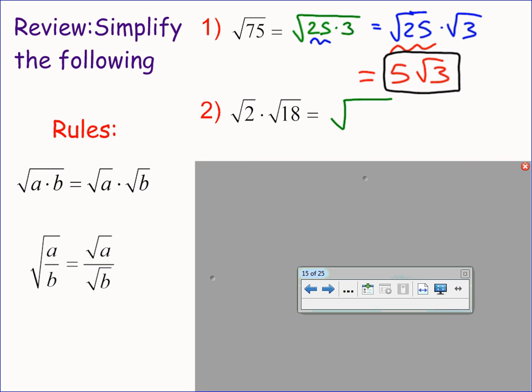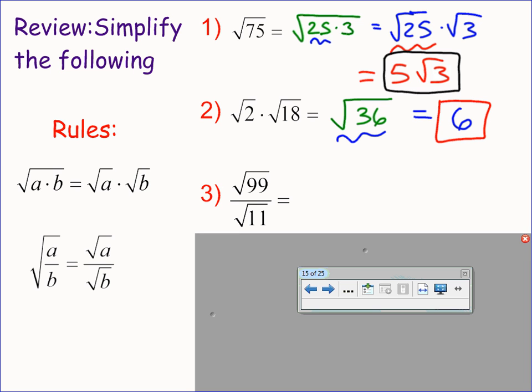And so inside, I can do 2 times 18 and get 36. Why is that useful? Well, because 36 is itself a perfect square, the square root of 36 is an integer. What is the square root of 36? Look at your perfect square powers on your half sheet. What is the square root of 36? Olivia B? 6. And so my final answer would be 6 for number 2. And we did it without a calculator.